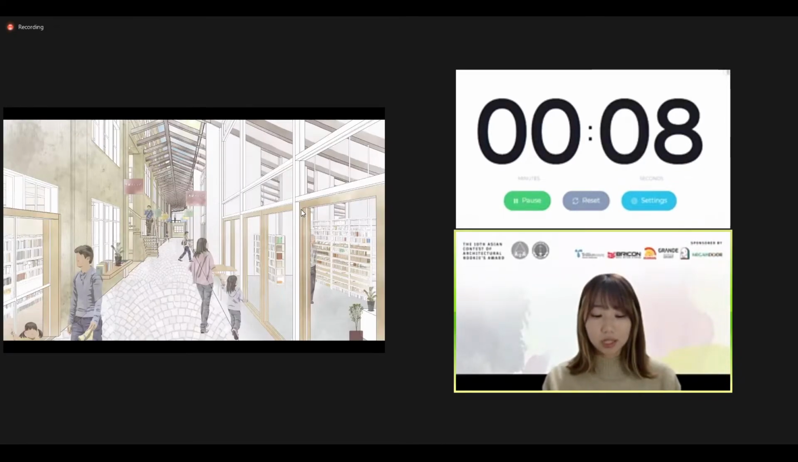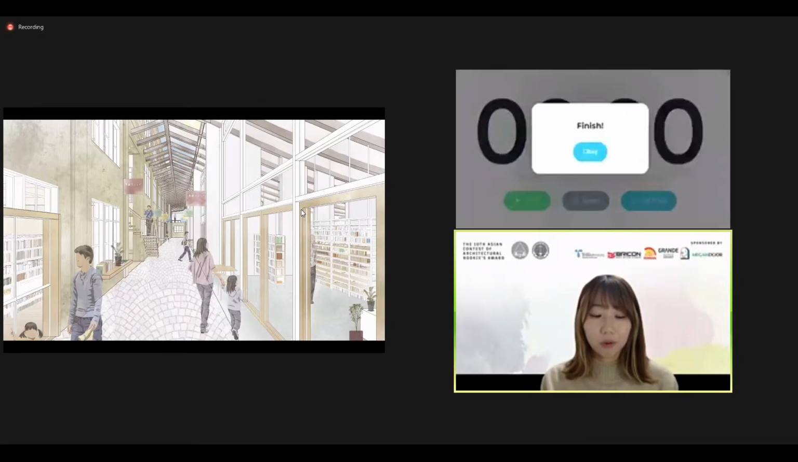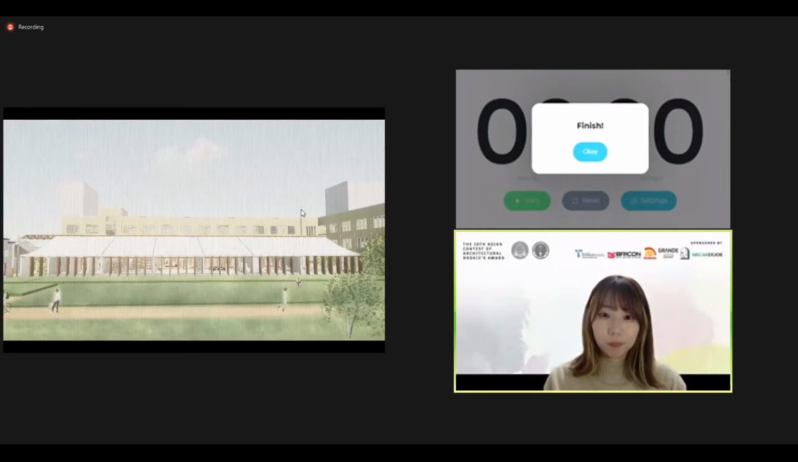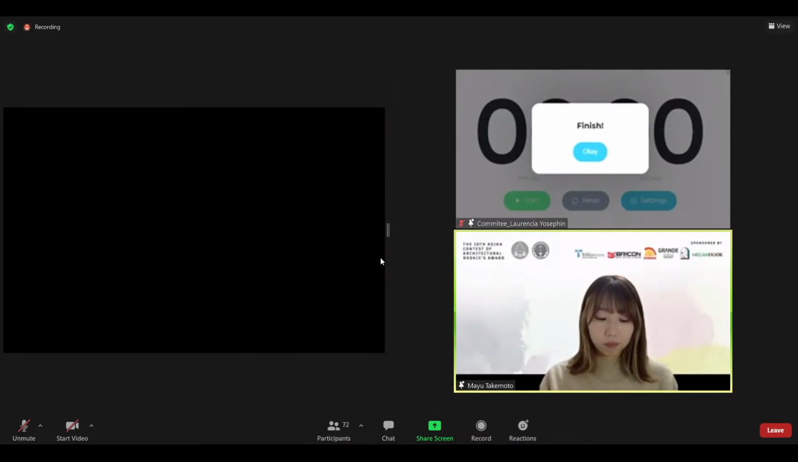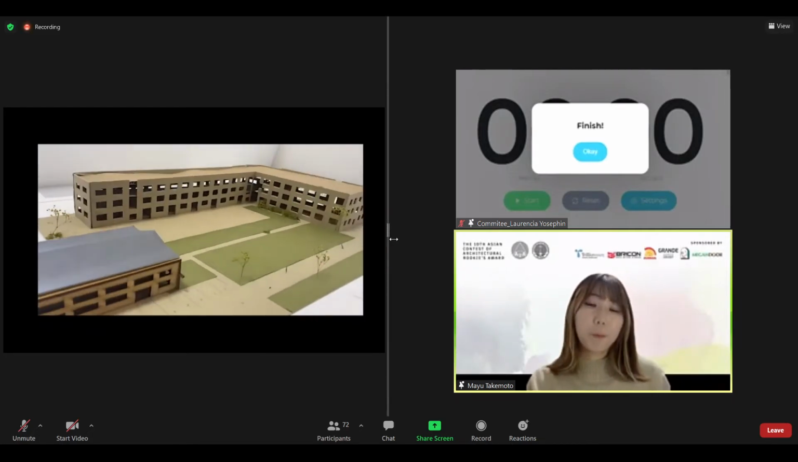The passage connects the original and the new building, and each of the 5 types of fields, and it contrasts the difference between the original and the new. And people can surely find the goodness of the old and the new. This is my video.